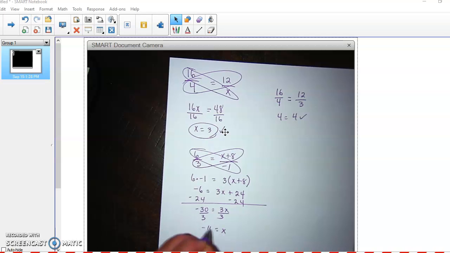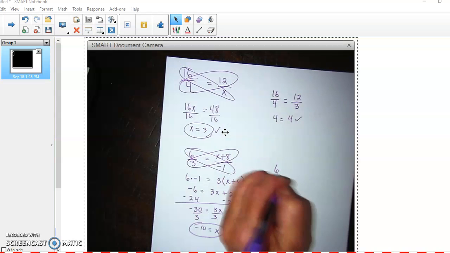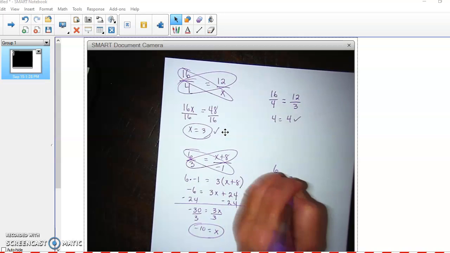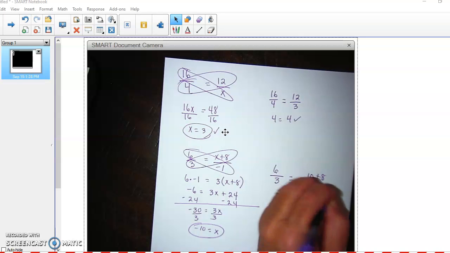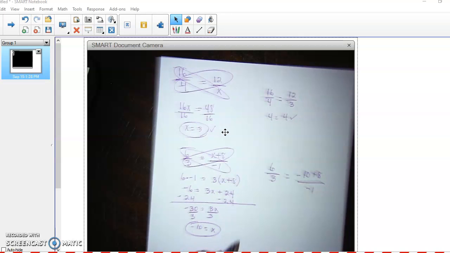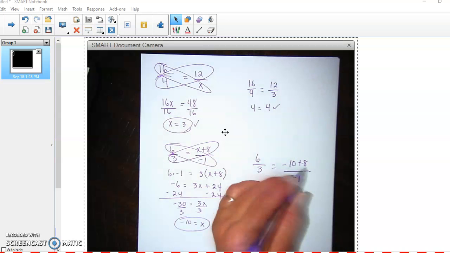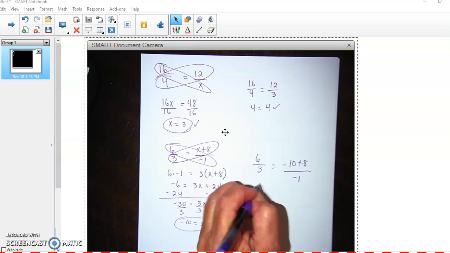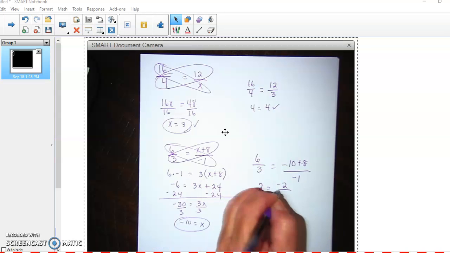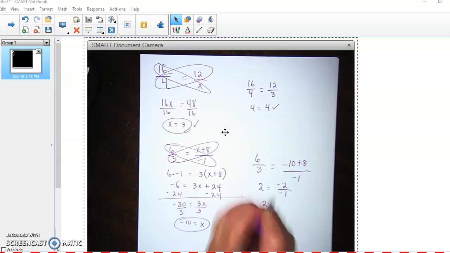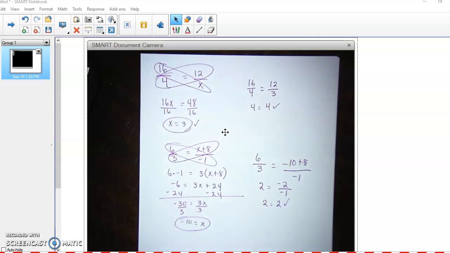X equals negative 10. Now we're going to take this and substitute it in the original. So the original is 6 divided by 3 equals negative 10 plus 8, all divided by negative 1. So we can cross multiply again, but we'd have to simplify that first. So let's just simplify it. 6 divided by 3 is 2. Negative 10 plus 8 is negative 2 divided by negative 1. Well, a negative divided by a negative is a positive, so we know that answer is correct.